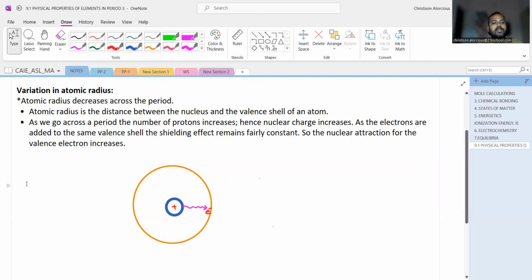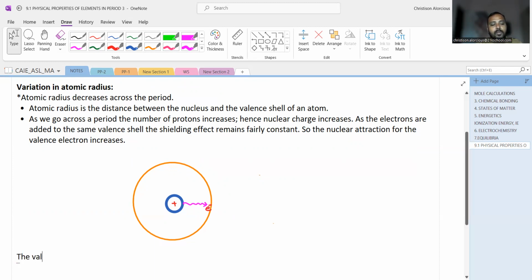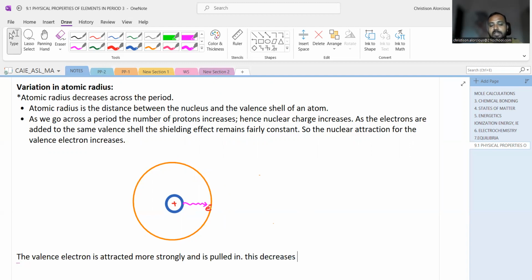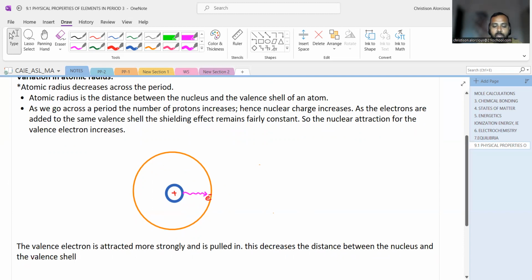So as the nuclear attraction for the valence electron increases across the period, the valence electron is attracted most strongly and is pulled in. This decreases the distance between the nucleus and the valence shell. So atomic radius decreases across the period.